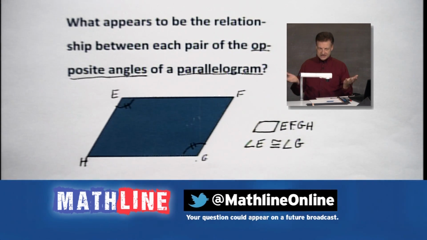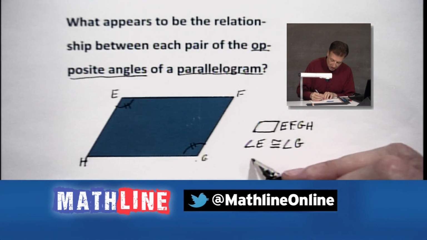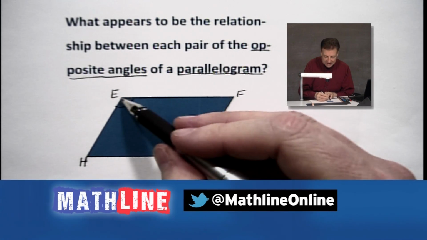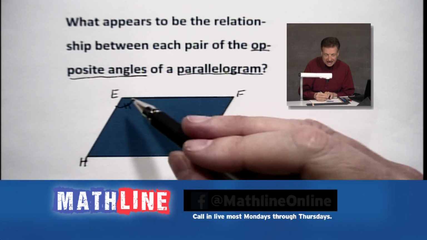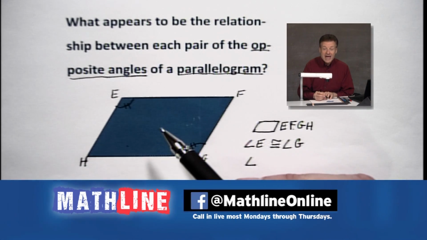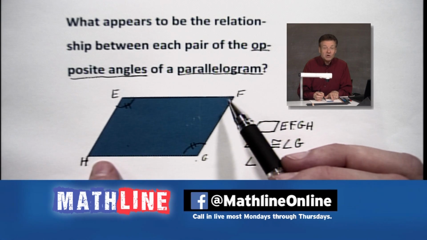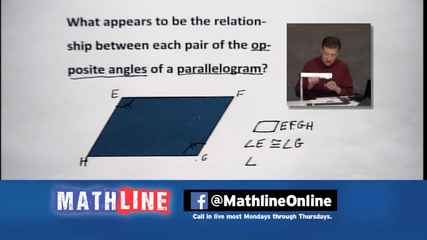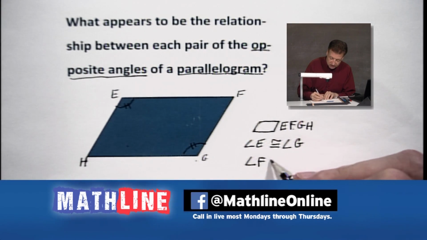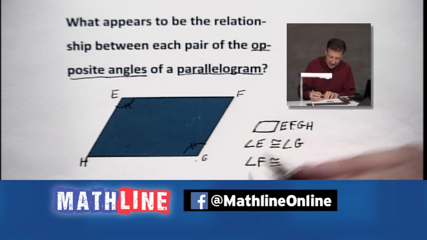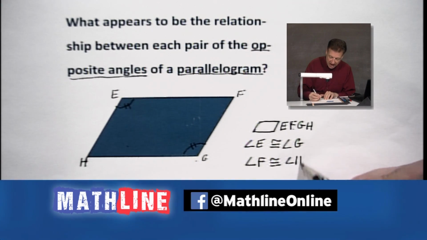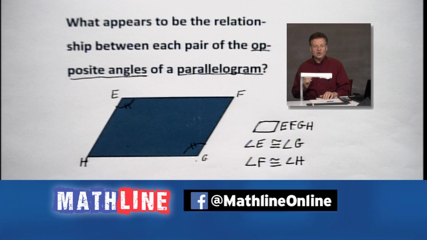You say, well, Ernie, does that mean H and F are going to be the same thing? Well, it looks that way. And again, if I drew my diagonal this way, I would also have two congruent triangles, and F and H would also match up. So yes, we can go right on and say that angle F and angle H are also congruent.